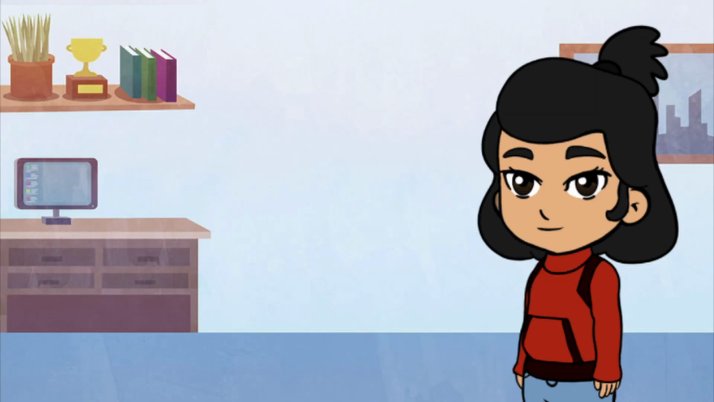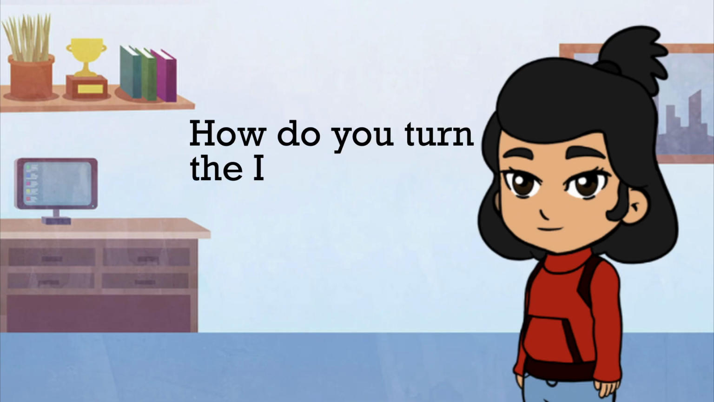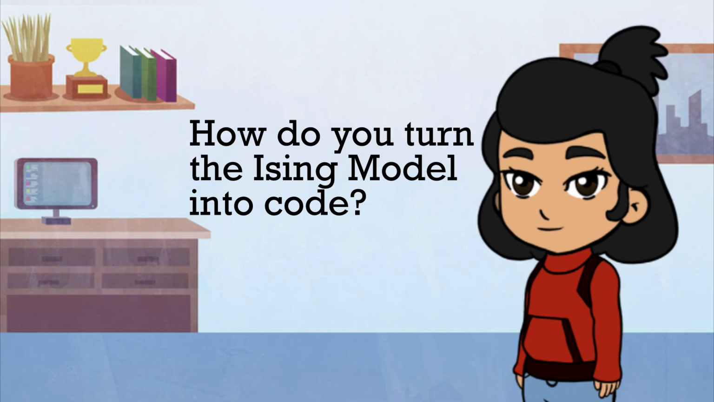Welcome back. So from the previous video, you may be thinking, okay, seems like it's doable, but how do you turn the Ising model into code? If you have a big problem like the Ising model, best to break it down into smaller chunks. So how do you turn something like the Ising model into code? Let's begin by defining the essential functions that will be used.